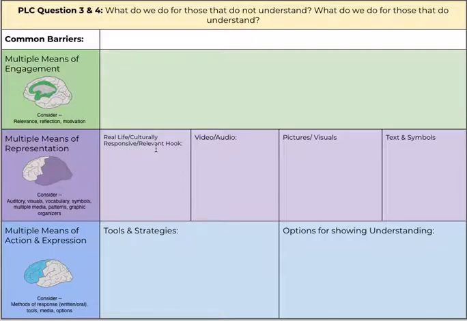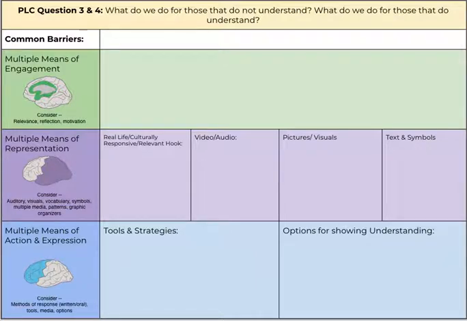Here we broke them into 4 different categories: a real life or relevant hook, thinking especially about being culturally responsive; a video or an audio, and here you could actually link to YouTube videos or different audio files; pictures or visuals that are relevant to that topic and ways to represent that topic or big concept visually; and then different text or symbols. We referenced the vocabulary earlier. This could be trying to clarify some of that vocabulary, or especially within math or science, some of the symbols that are necessary for representing that concept.